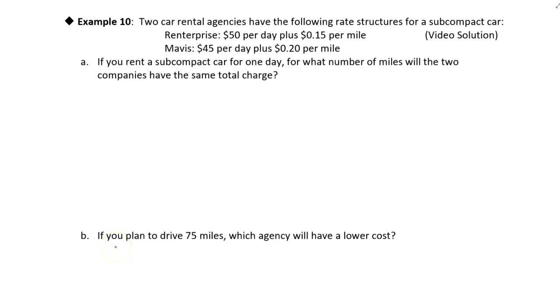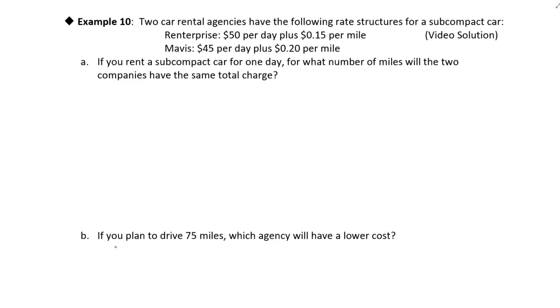In this next example, we're going to show how finding the intersection between two lines can help us solve some practical problems. In this example, we have two car rental agencies, and Renterprise charges $50 a day plus 15 cents a mile. Mavis charges $45 a day plus 20 cents a mile. And the first question is just asking, if you rent a subcompact car for one day, for what number of miles will the two companies have the same charge?